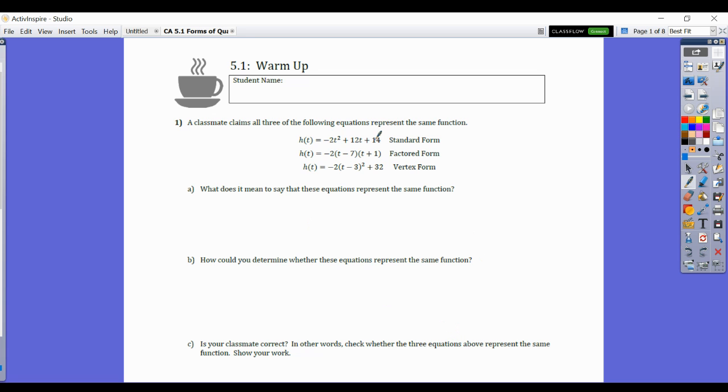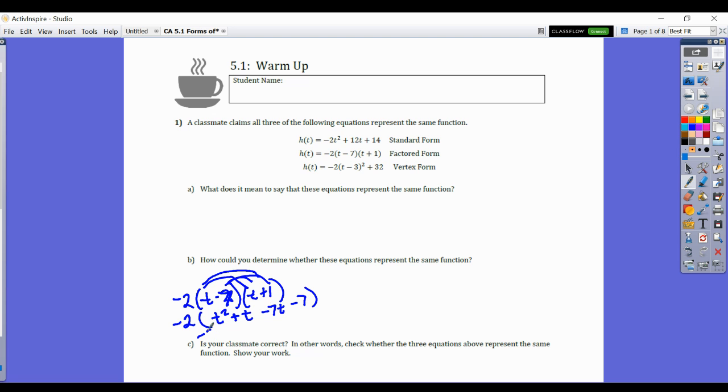So the first one is already multiplied out, so I'm not going to worry about that. I'm going to take the factored form and multiply that one out. I don't have very much space, so I'm going to do it down here on the bottom. That's -2 times t minus 7 times t plus 1. And we're going to multiply. I'm going to do this part first, and then I'll do the -2 later. So t times t is t squared. Then we have plus 1t minus 7t, and then minus 7.